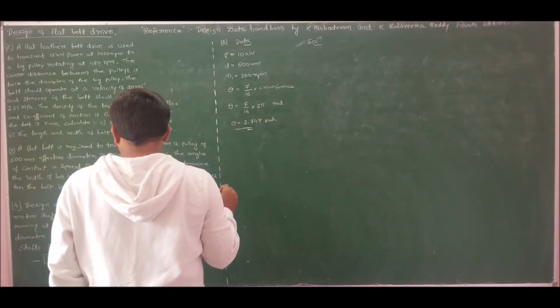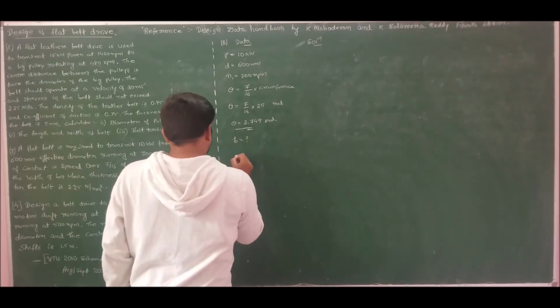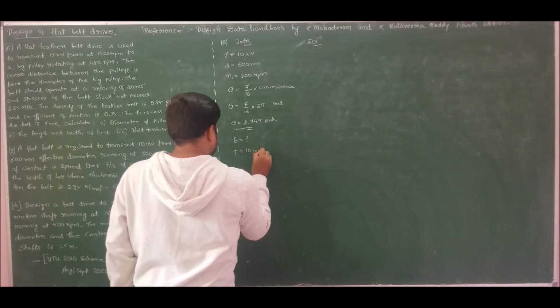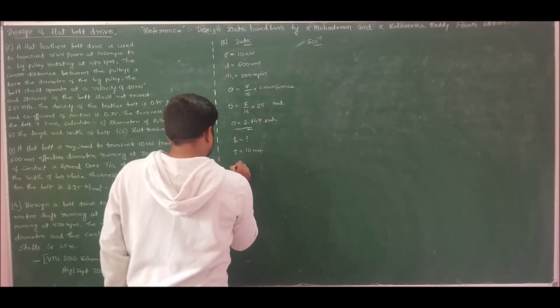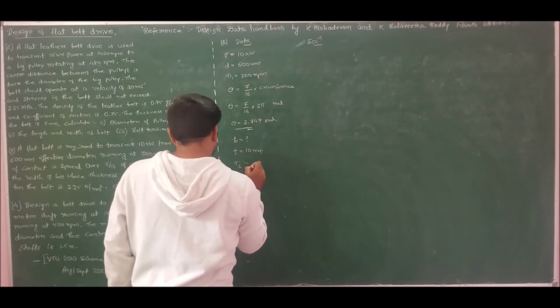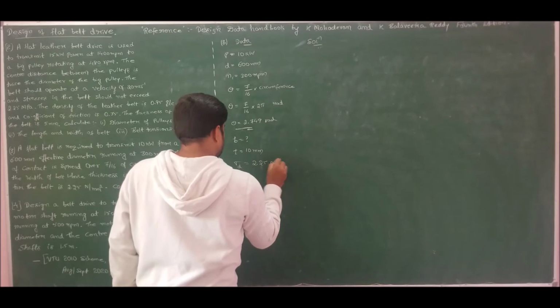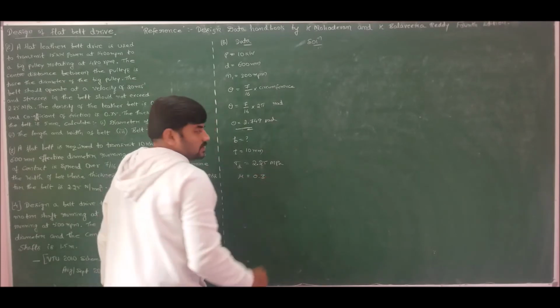Determine the width of the belt. Belt width is not known. He has specified the thickness as 10 mm and allowable stress for the belt. So design stress is 2.25 megapascals. And also the coefficient of friction mu is given as 0.3.